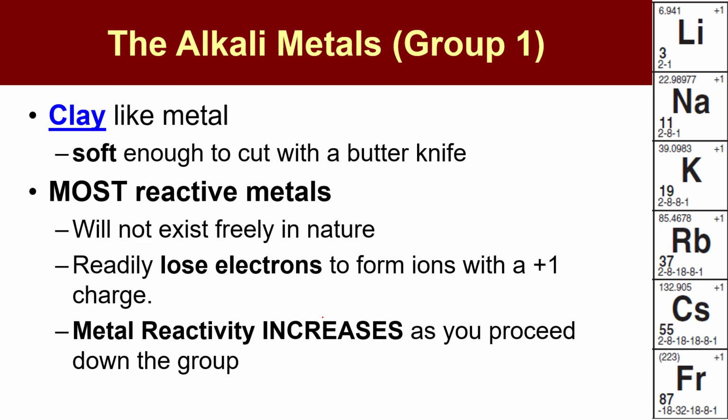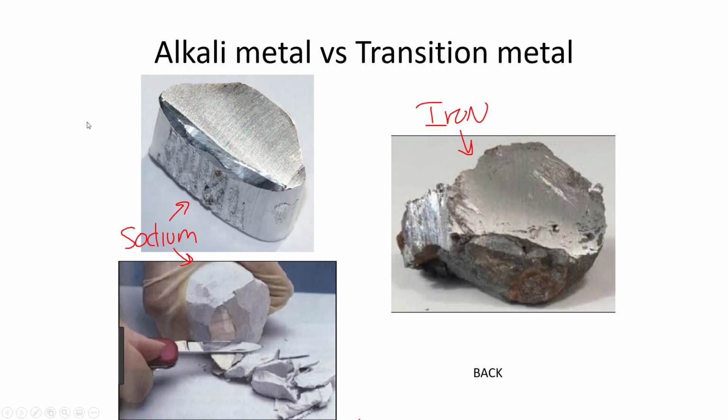So notable properties of the alkali metals is that they are clay-like metals. Now you may be saying, what does that mean? Well, check this out. Here is sodium, which is a notorious alkali metal, and you'll notice they are able to cut it with a pocket knife. This is iron, which you cannot cut with a pocket knife. So when we say it's clay-like, your alkali metals are soft metals, yet they are still metallic. Take a look at the fact that this does look indeed like a metal. More on that to come.